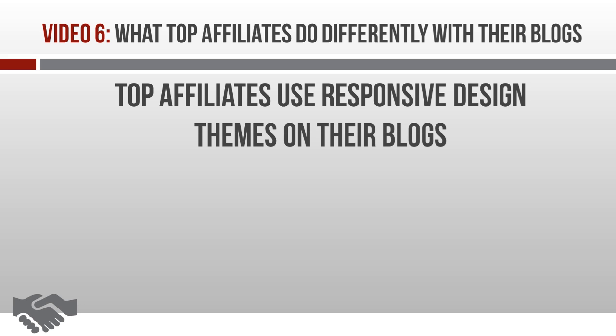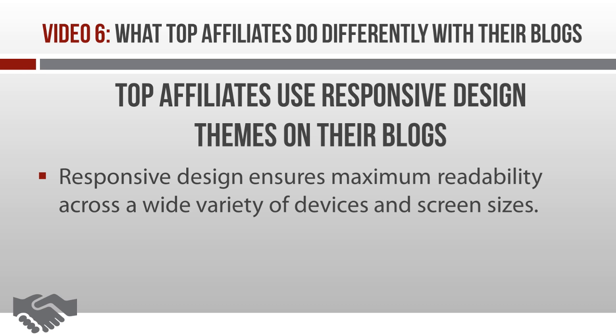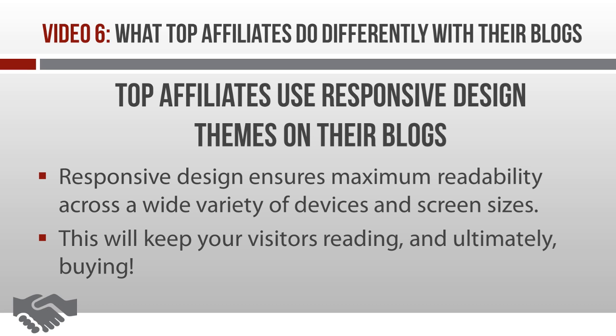Now here's another tip that comes from the top affiliates. Pick a responsive design theme for your blog. This means that your blog is going to automatically resize and display properly across all devices. That includes phones, tablets, laptops, and desktops. This provides maximum readability, which is going to make it more likely that your visitors will stick around and read everything. So that gives you a pretty good overview of what the top affiliates do differently with their blogs.